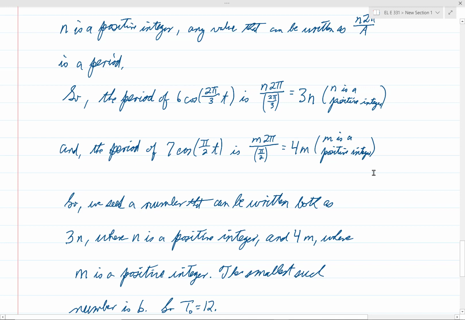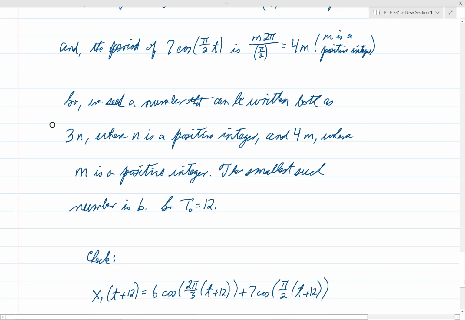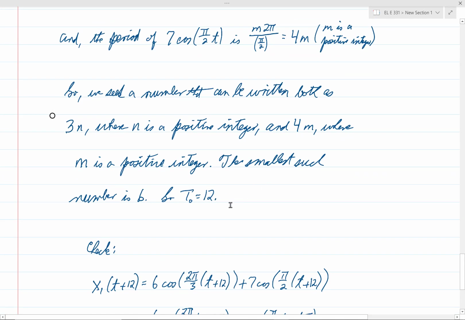So in order to have both terms repeat, what we will do is find a number that can be written in both of these ways. We want a number that can be written as 3 times n, where n is a positive integer, and also a number that can be written as 4 times m, where m is a positive integer. Well, an obvious choice for that would be 12. Okay? And so 12 is a period for this function.